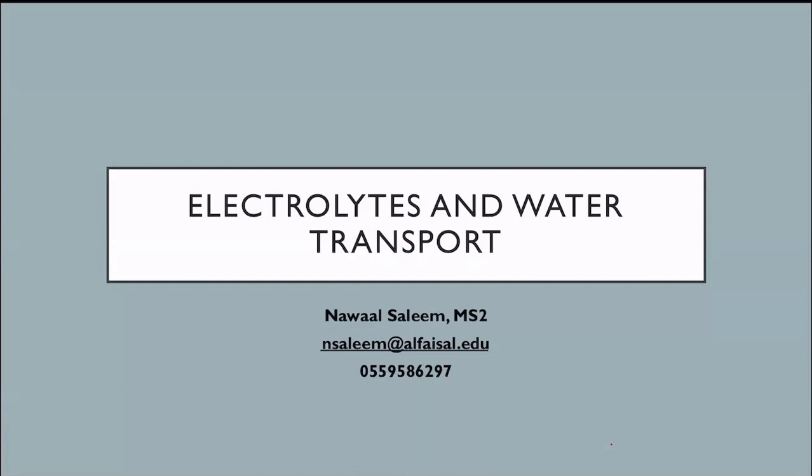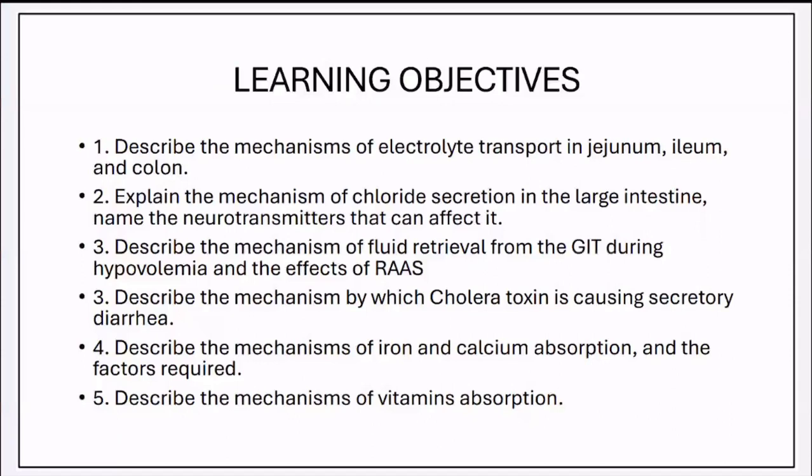Okay, so let's start with the learning objectives. Number 1, describe the mechanisms of electrolyte transport in the jejunum, ileum, and the colon. Explain the mechanism of chloride secretion in the large intestine and name the neurotransmitters that can affect it. So for this, we have VIP and ACh.